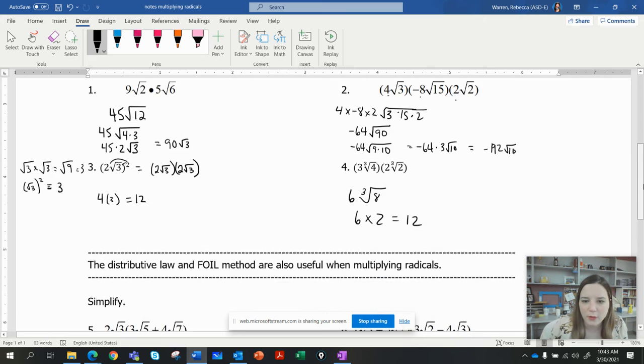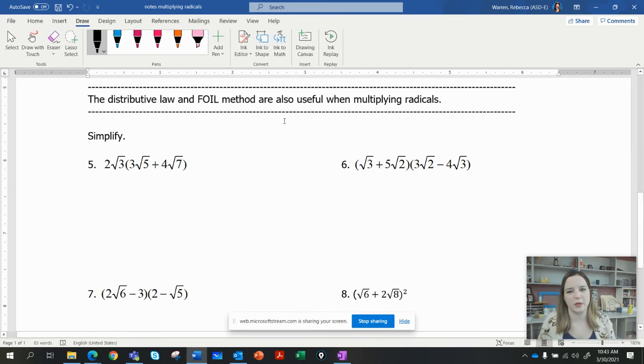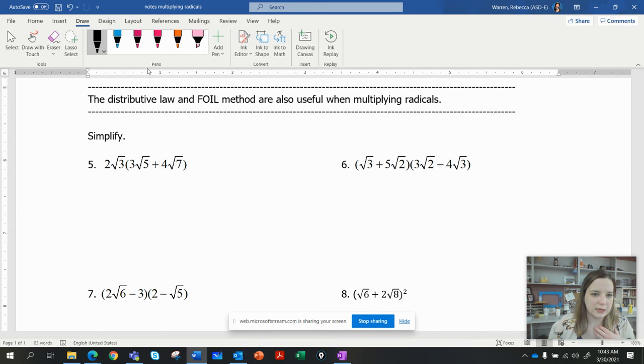All right, so down here, again, just all of our same rules for multiplying, right? So we have distributive law and FOIL, basically, that we also have to use, but then it's still the same rules for multiplying the radicals. So 2 radical 3 is going to be times by 3 radical 5, and then by 4 radical 7. 2 by 3 is 6. 3 by 5 is 15. And 2 by 4 is 8. And 3 by 7 is 21.